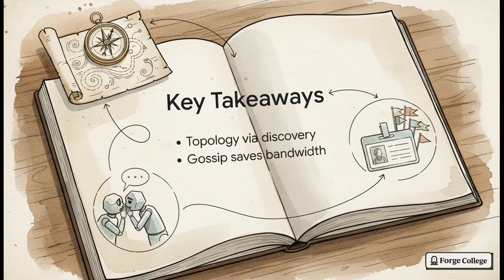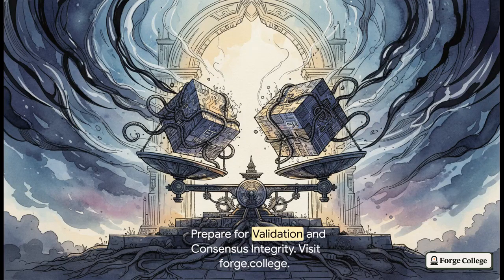Let's move on and see how this builds our foundation for what comes next. Because getting the data quickly and efficiently, that is really only step 1. What actually happens when 2 nodes receive conflicting blocks at the exact same time? How do they agree on the absolute truth without some central authority telling them what to do? That is the real magic of validation and consensus integrity, which we are absolutely going to tackle next time.